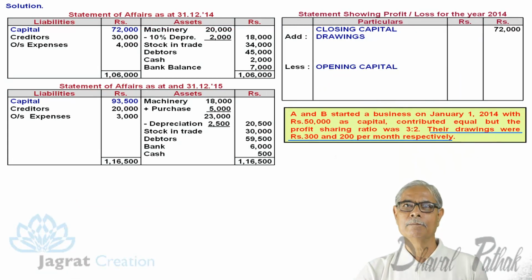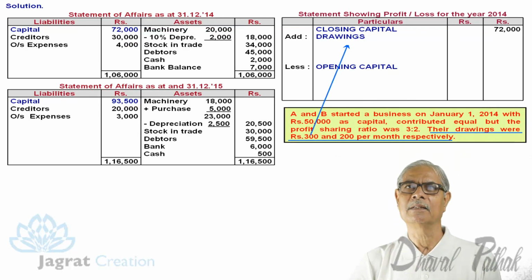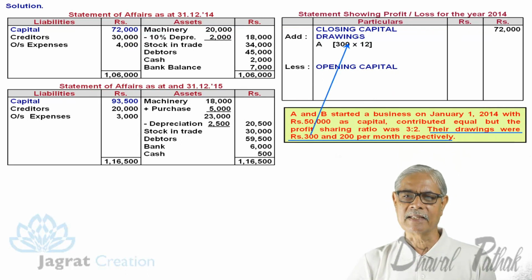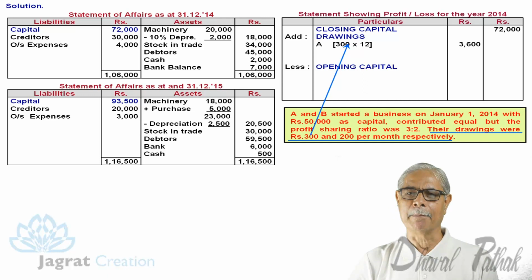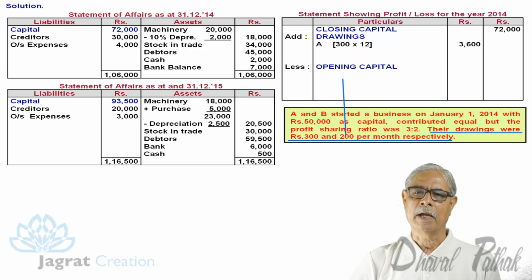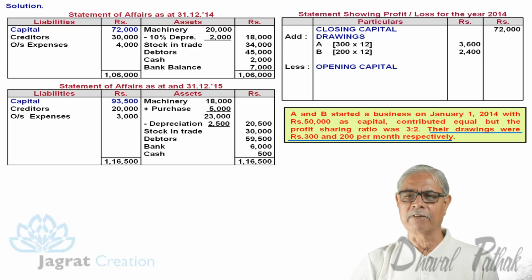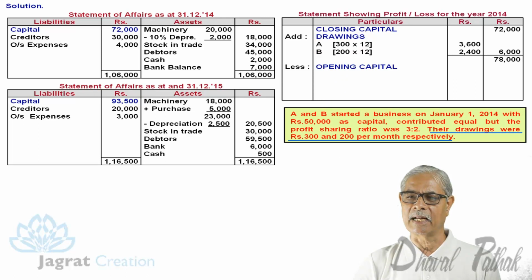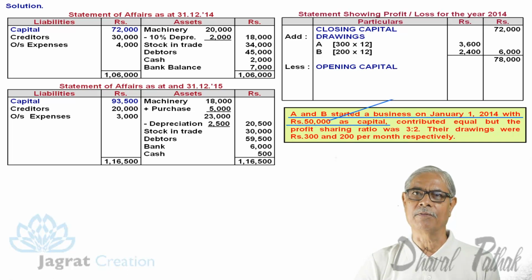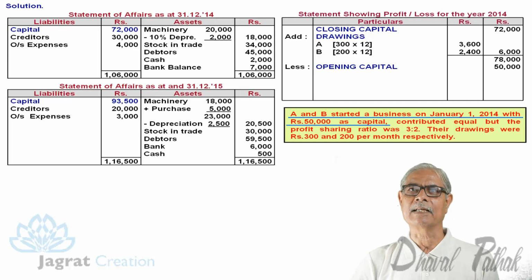Now drawings are 300 per month. So 3,600 is the amount withdrawn by A. Amount withdrawn by B is 200 into 12, 2,400. These drawings are added. So 78,000 is this total. From that, the opening capital that they started the business with, 50,000, will be deducted. 25,000 is the capital contributed by each of them.